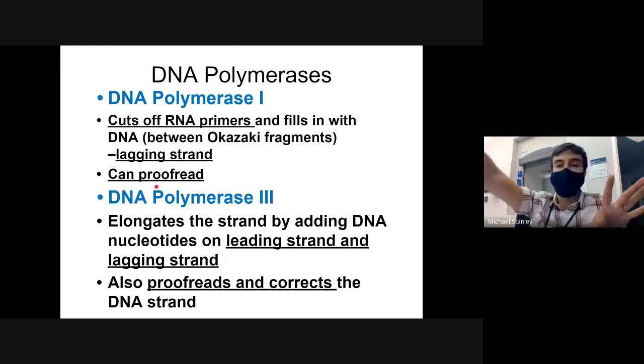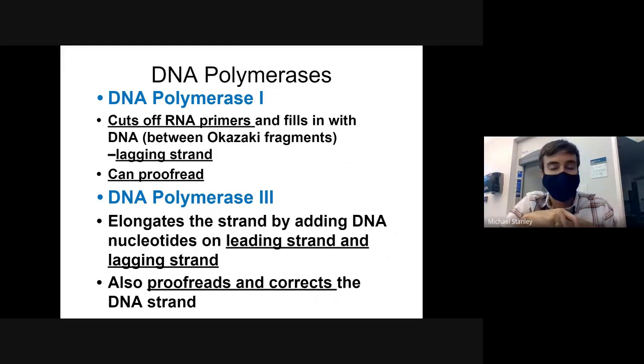It's putting down all the DNA on the leading strand and filling in all of those Okazaki fragments on the lagging strand. Again, it's kind of confusing sometimes because they have very similar names and it's 1 and 3 and not 1 and 2 for whatever reason. But like I said, the way that I like to remember it is that polymerase 3 has the bigger number because it has the bigger job.